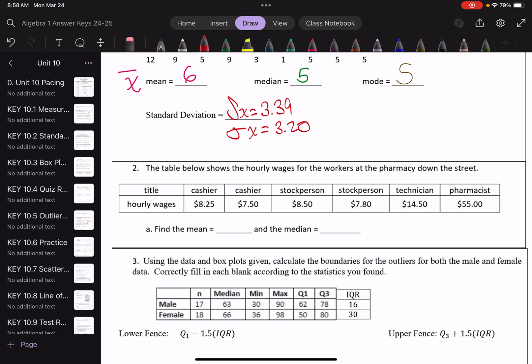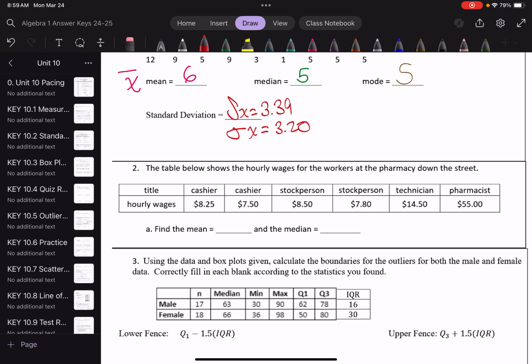Number 2 is an application problem. It says the table below shows the hourly wages for the workers at the pharmacy down the street. Go ahead and find the mean and the median. Even though this is listed as money, you can still put it into your data function in your calculator. So after I clear out my list, I've got 8.25, 7.5, 8.5, 7.8, 14.5, and 55.